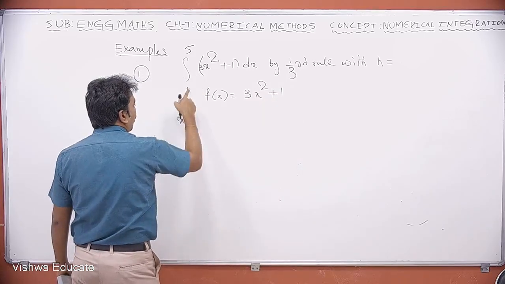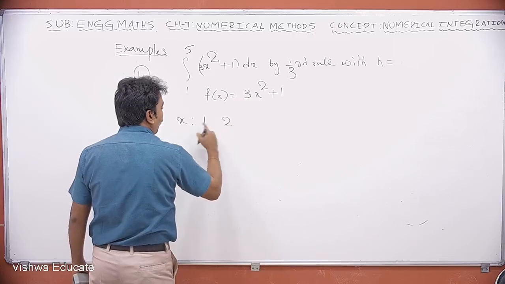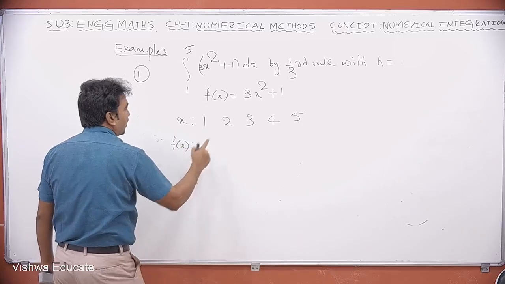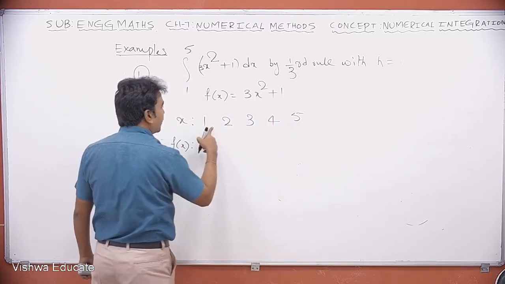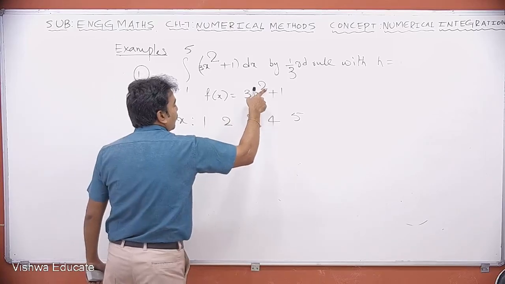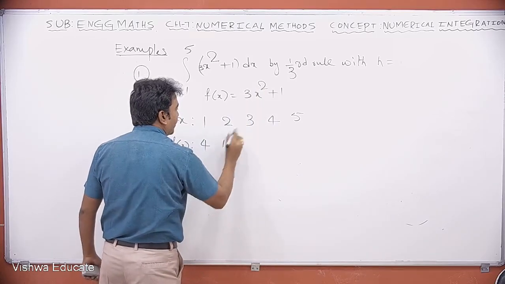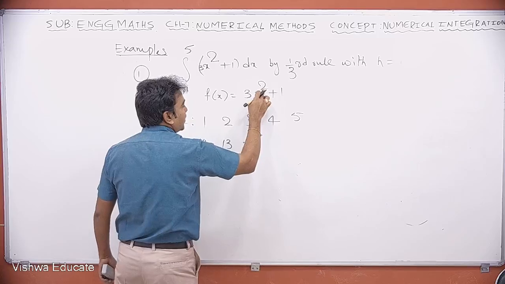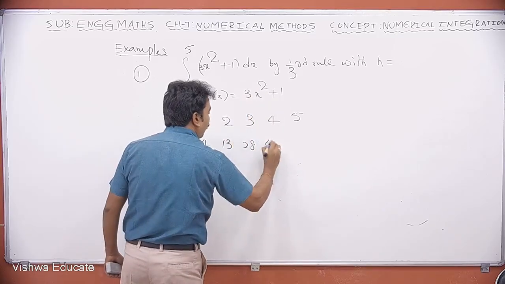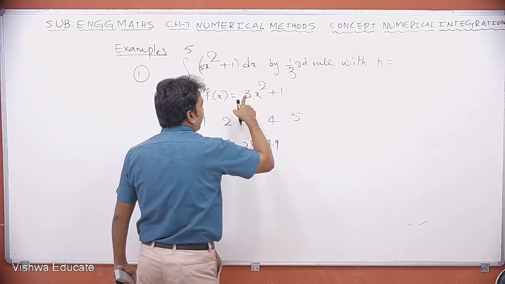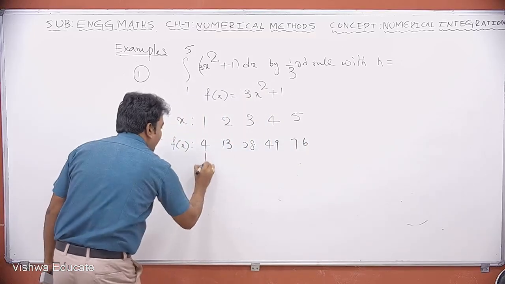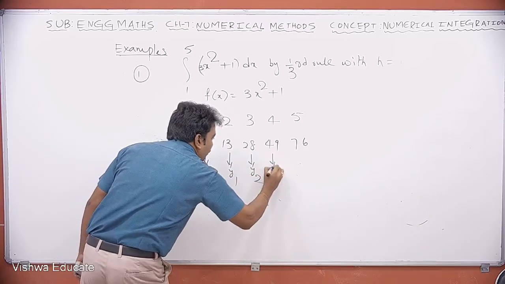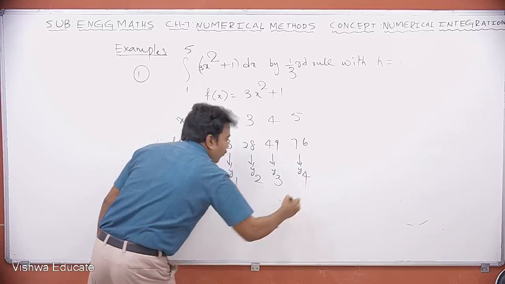Tabular values: the lower limit is 1, maintain h value 1, so 1, 2, 3, 4, 5. Here the f of x values are 3 into 1 square plus 1, which gives me 4. 2 square is 4, 4 into 3 is 12 plus 1, 13. 3 square is 9, 9 times 3 is 27 plus 1, 28. 4 square is 16, 16 times 3 is 48 plus 1, 49. 5 square is 25, 25 times 3 is 75 plus 1, 76. Let us maintain the index: y0, y1, y2, y3, y4.